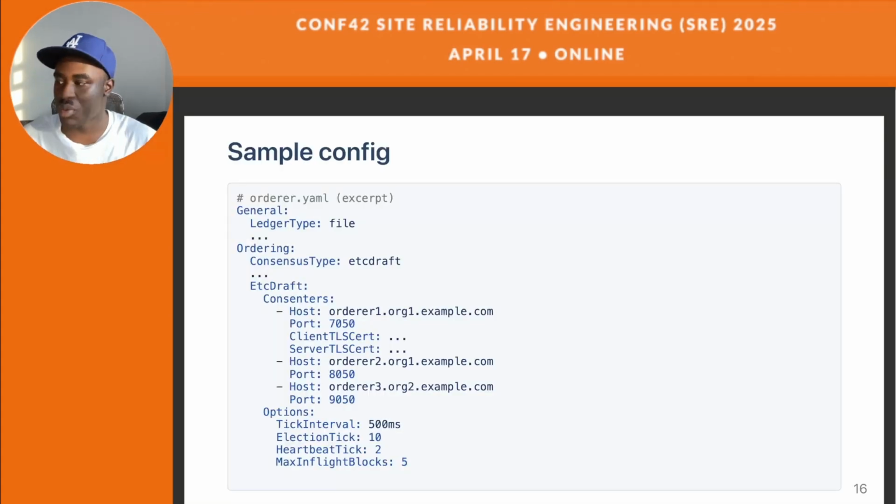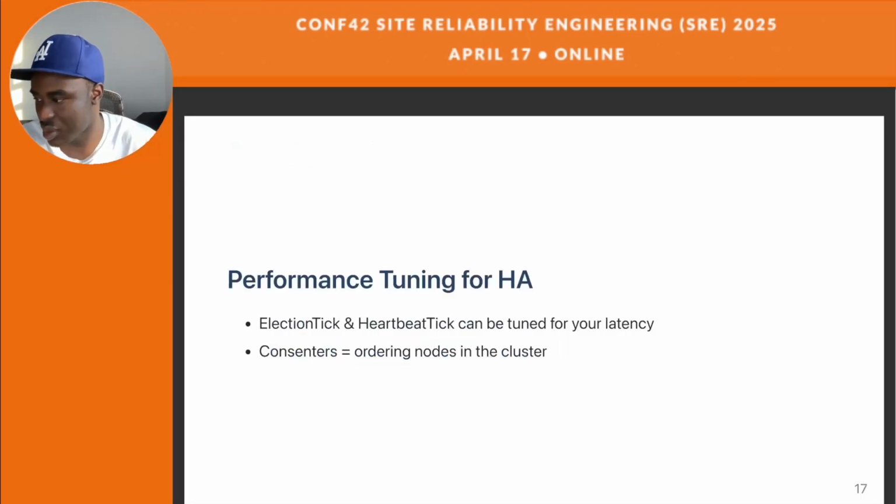So this is a sample Raft config. You can see in the excerpt how we define consenters in orderer.yaml. So this is a sample orderer.yaml for a Raft cluster. The key parameters here, like tick interval, election tick, and heartbeat, can be tuned based on the network latency. Many times, default values are fine, but in high latency or global deployments, you want to increase them. So yeah, you can see this election tick, heartbeat tick, and also consenters.